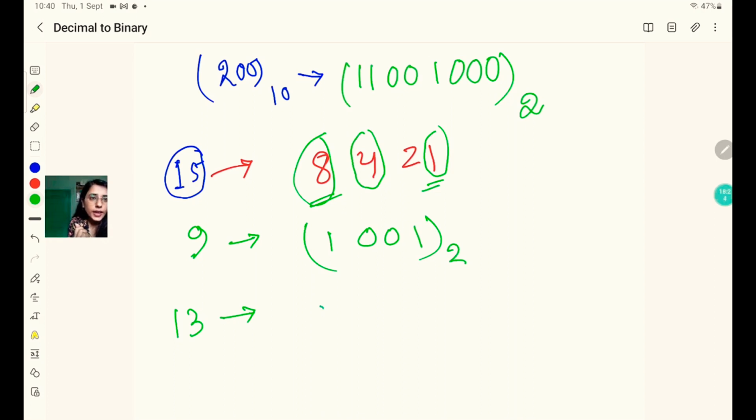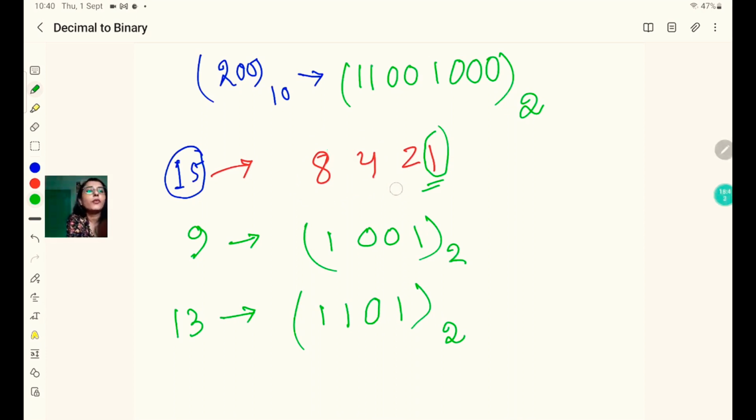So in the position of 8 we are putting a 1, in the position of 4 we are putting a 1, in the position of 2 we are putting a 0, and in the position of 1 we are putting a 1. So 1 1 0 1 makes 13. This is very easy. And if all the positions have a bit of 1, that is 1 1 1 1, what does it mean?